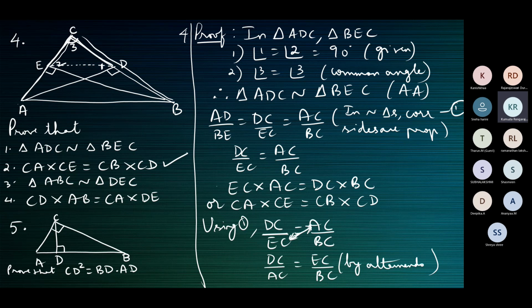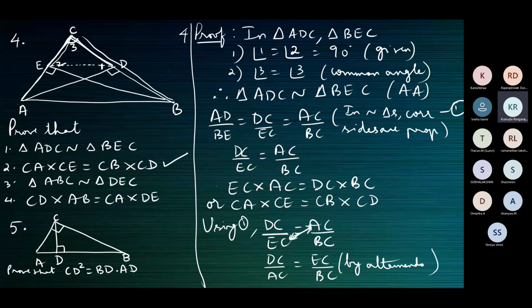And from where will you get a proportion? Either by using BPT or similar triangles. To get a proportion, you will have to use BPT or similar triangles. And when you cross multiply two ratios, you can get a product equal to a product. Now here you will have to prove that CD into CD is equal to BD into AD.